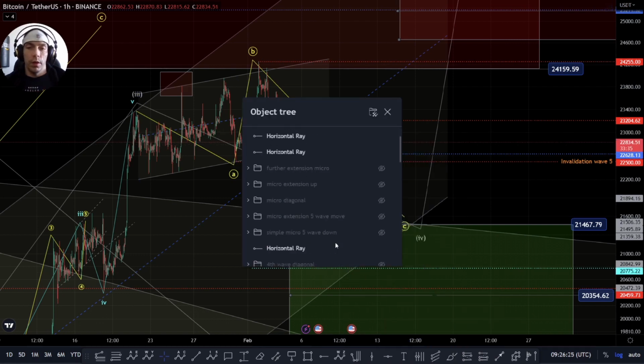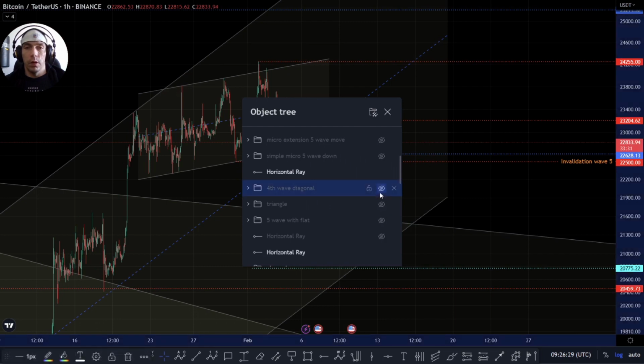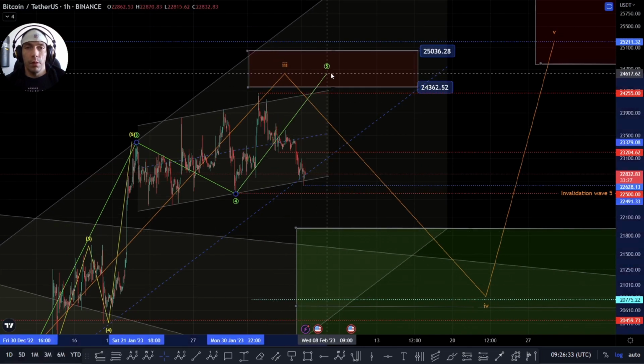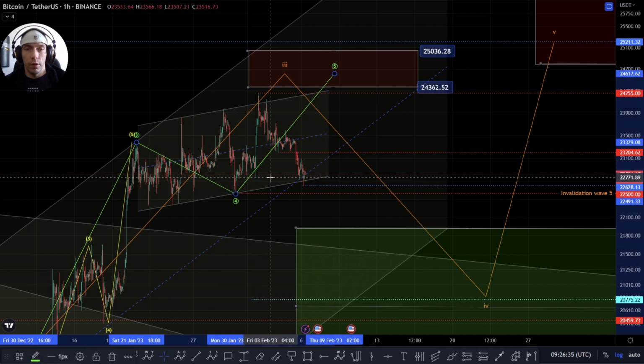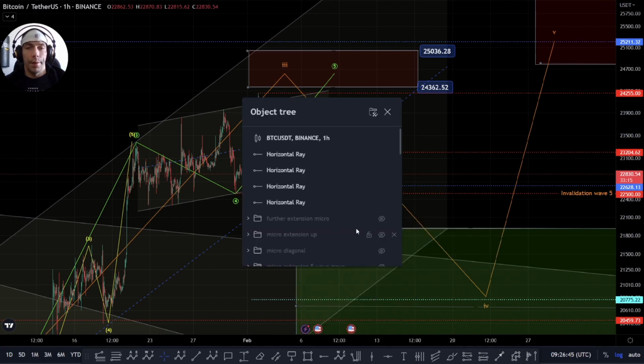The other way we were looking at this is potentially that we are still looking for this fifth wave to the upside, though the only way that this can play out now, because we've actually lost this low point here of this 22,764, is we'd have to look at this potentially as a diagonal to the upside. So we're going to go over these options first.